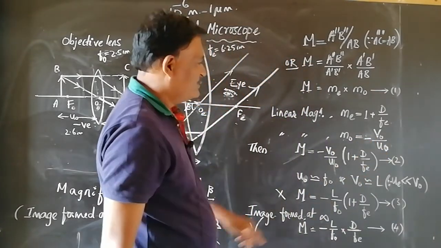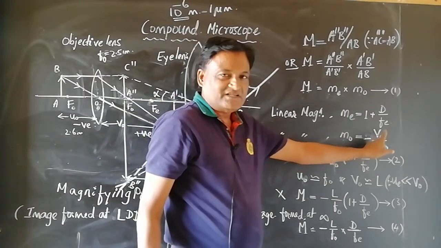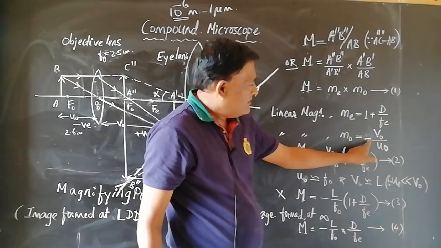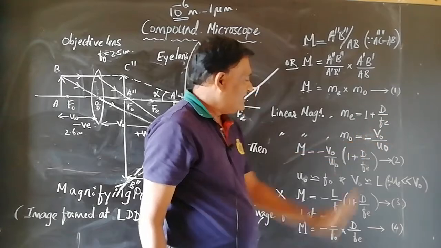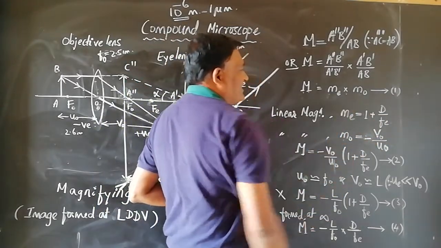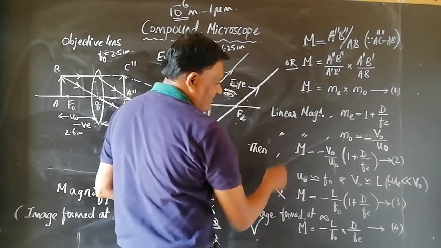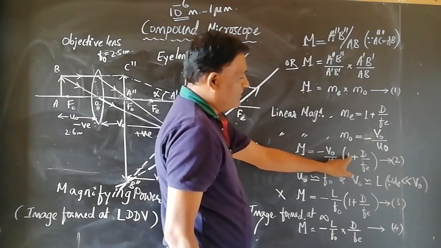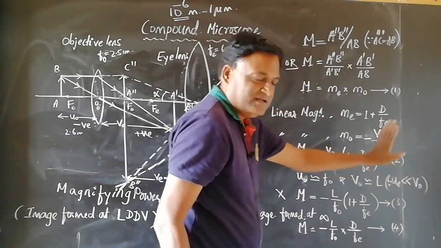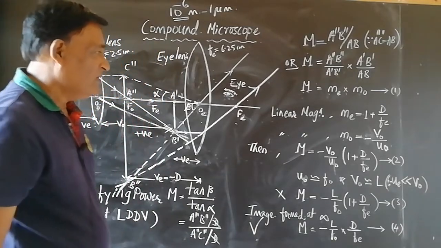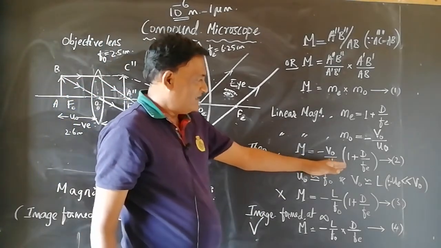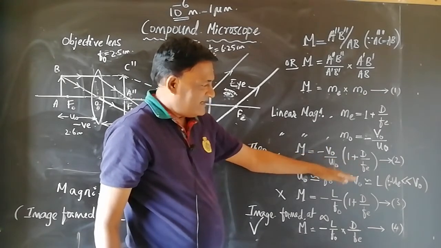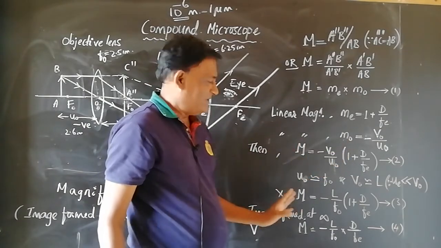Applying sign conventions, the linear magnification of the objective, which is the image distance to the object distance, comes out to be negative. Substituting these two in this particular expression 1, we get angular magnification is minus Vo by Uo into bracket 1 plus D by Fe. Let us call this equation 2. There are numerical sums at the end of the chapter in the exercise part, wherein you have to make use of these relations as per requirement.